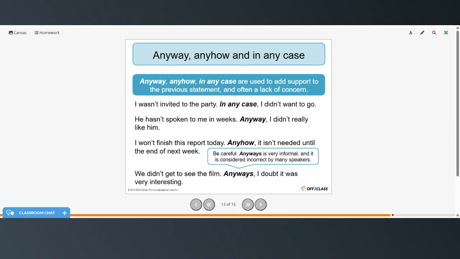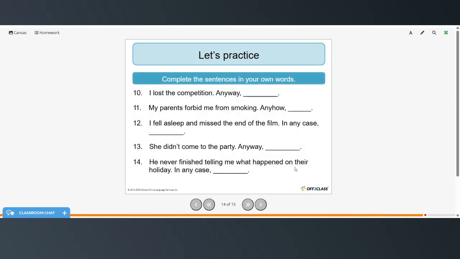I won't finish this report today. Anyhow, it isn't needed until the end of the week. Be careful. Anyways is very informal and it is considered incorrect by many speakers. We didn't get to see the film. Anyways, I doubt it was very interesting. Again, you can practice by completing the sentences with your own words. And if you would like, please share your answers in the comments.